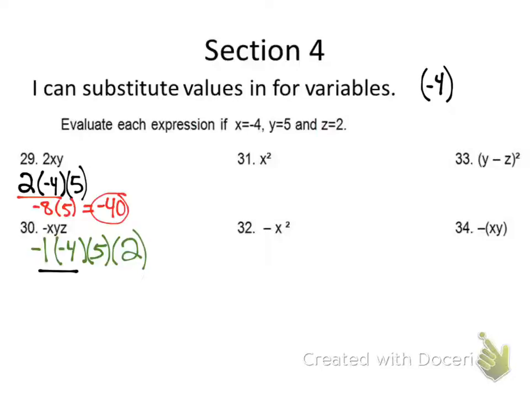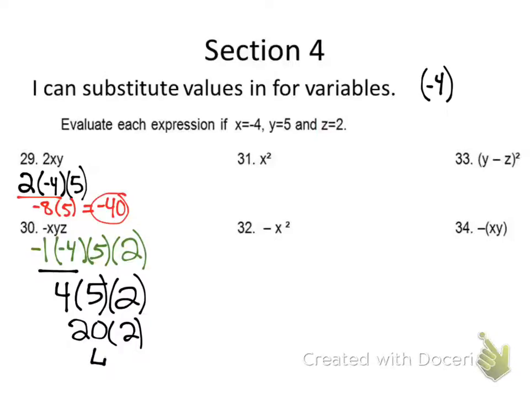Negative 1 times negative 4 is 4. Working left to right, 4 times 5 is 20. 20 times 2 is 40, I think. Did I miss one?